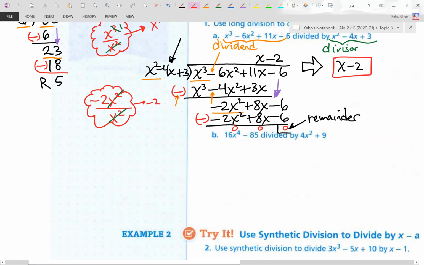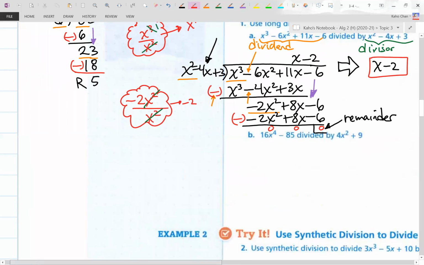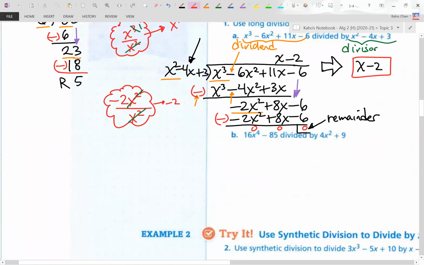Let's try another one. Here we go. We have our dividend. And we have our divisor.